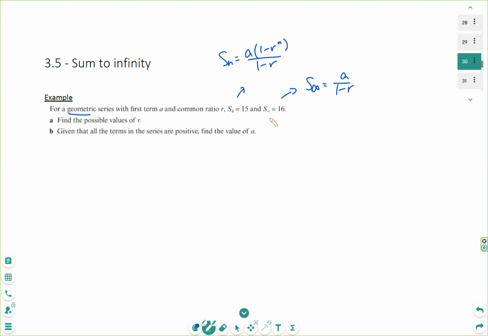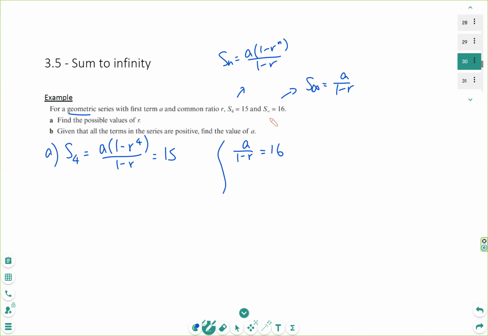So, without further ado, let's set up the equation. We know S4 is 15. So S4 is A times 1 minus R to the power of 4 over 1 minus R, equals 15. And on the other hand, we know S to infinity is 16. So A over 1 minus R equals 16.